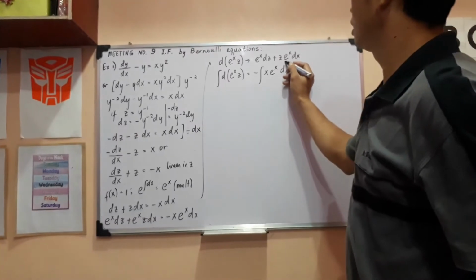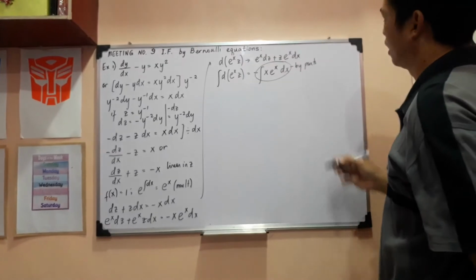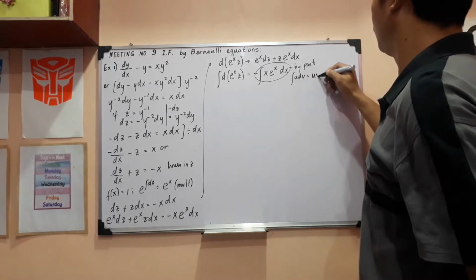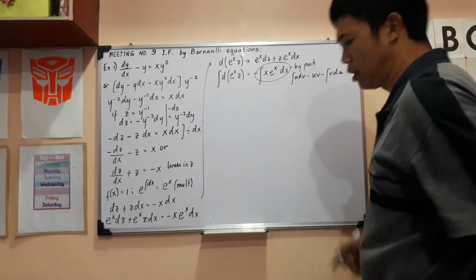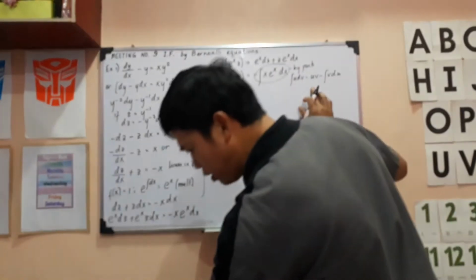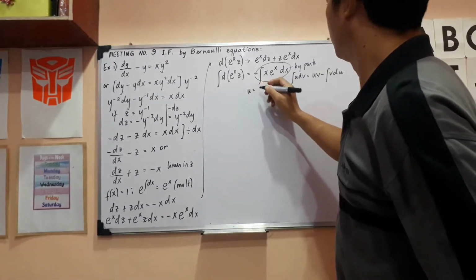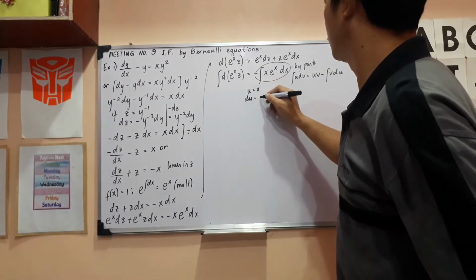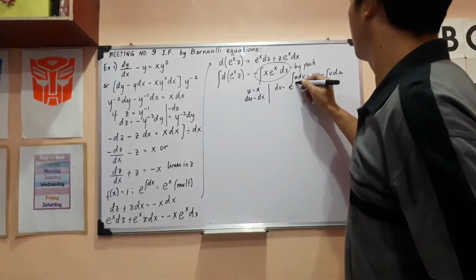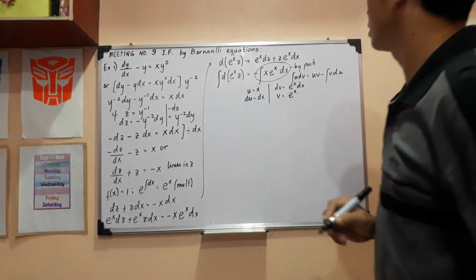So, this is by parts. What is by parts again? I forgot. The integral of u dv is equal to uv minus integral v du. Okay, let me check. By parts is the integral of u dv is equal to uv minus integral v du. Right. So here, what is our u? Our u is x. What is du? That is dx. What is our dv? The remaining part. That is e raised to x dx. What is v? When you integrate that, that is e raised to x.